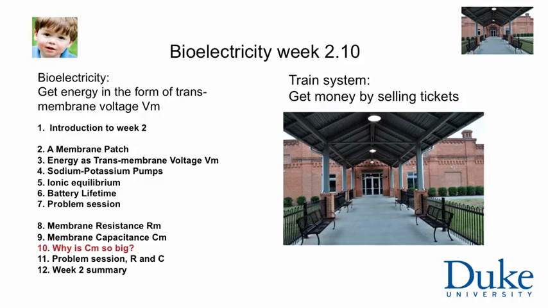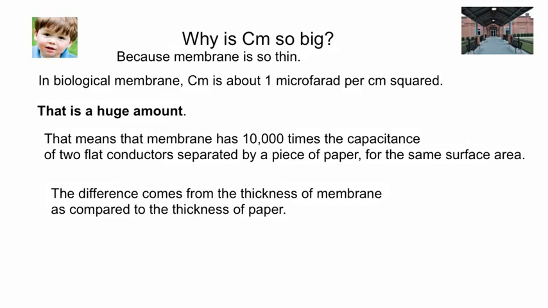The question for this lecture is, why is Cm, the membrane capacitance, so big, way bigger than you would normally expect? And the answer, very briefly, is because the membrane is so thin.